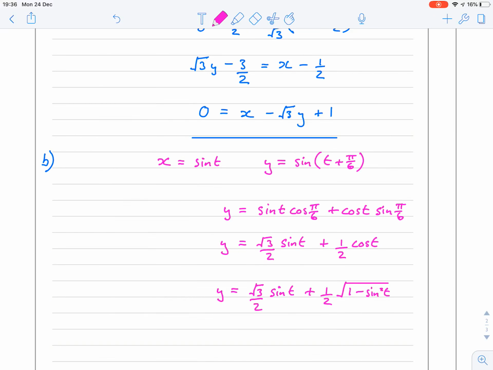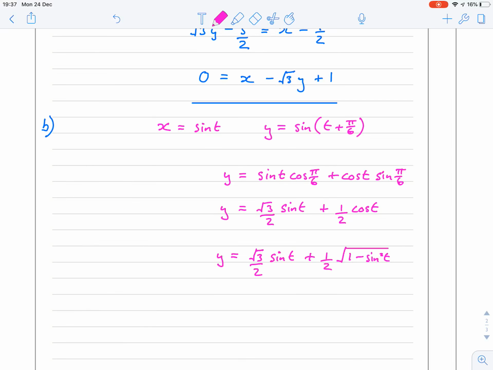Right, cos squared plus sine squared equals 1, so cos squared is 1 minus sine squared, so cos is the square root of 1 minus sine squared. And now it just remains for me to replace the sine t with the x. So this is root 3 over 2 x plus a half times the square root of 1 minus x squared. And that gives us the Cartesian equation of the curve, and it completes the question.